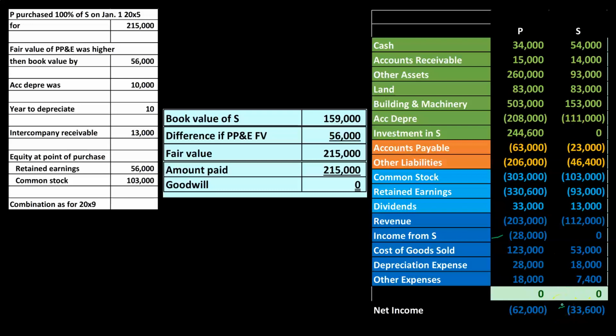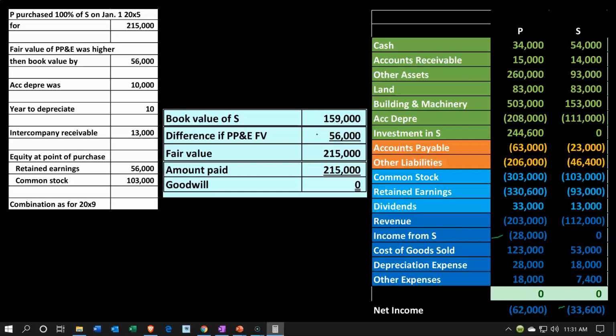This is right. But when they consolidate, P knows that they're going to have to deal with this $56,000 here and the current year depreciation related to it. So at the end of the day, after consolidation, P's not going to be really recognizing the $33,600. They're going to be recognizing the $33,600 minus the depreciation related to this $56,000 that they're going to have to increase. That's going to have depreciation on it at that time. So what's that going to be?